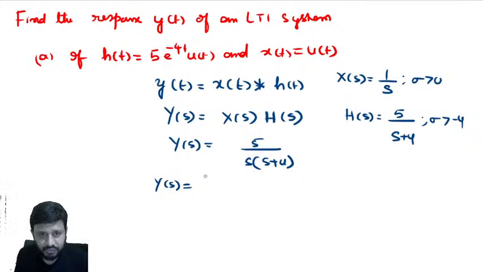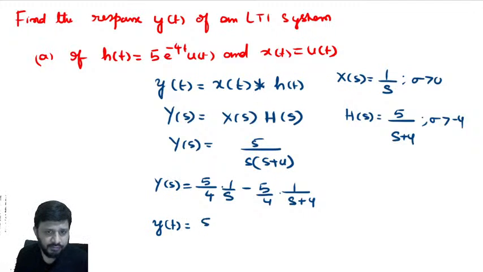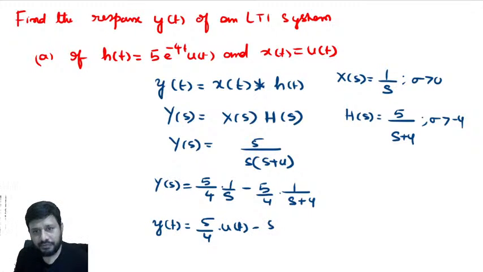If I substitute s is equal to 0, here this becomes 5 by 4 multiplied with 1 by s, minus 5 by 4 by s plus 4. Now write the inverse. Y of t is 5 by 4. What is the inverse of 1 by s? For sigma greater than 0, u of t, minus 5 by 4.